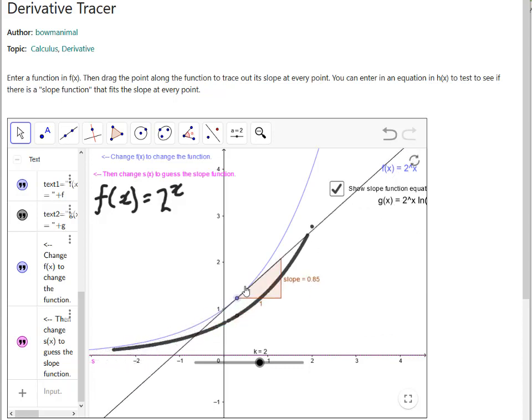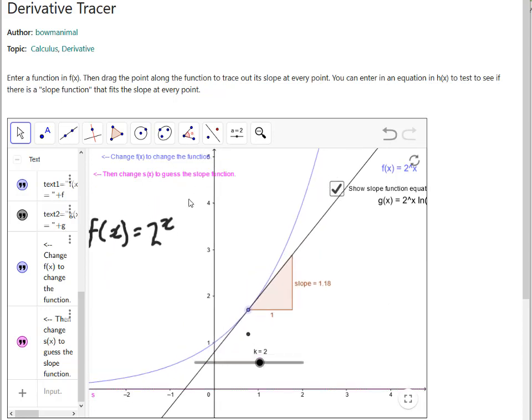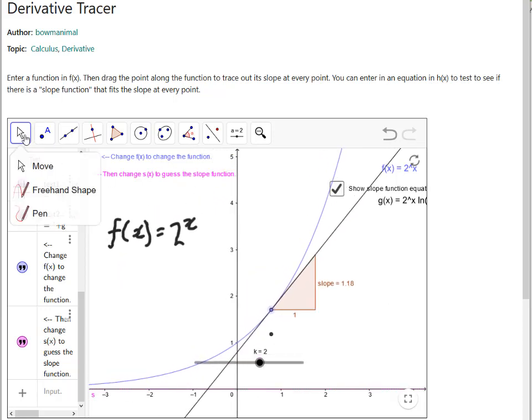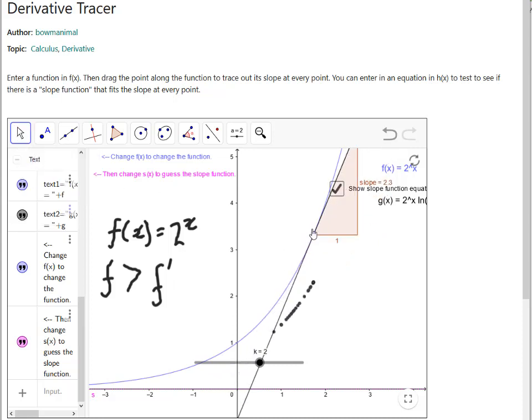The shape is very similar, except what we notice is that if we compare the value of the function, it's always bigger than the derivative. So the blue line is bigger than the derivative. Because I moved it, it erased the drawing, so let me just repeat that.